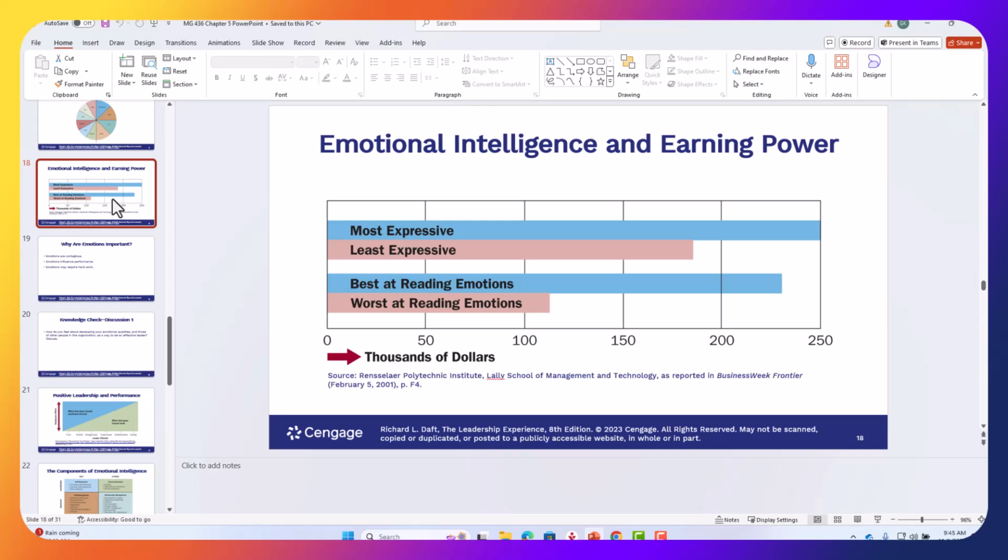Emotional intelligence and earning power. Now, if nothing I've said about emotional intelligence gets your attention, this should get your attention right here. People who are high in emotional intelligence make more money. They are more successful, and subsequently they make more money. They have more earning power. Look at the graph.